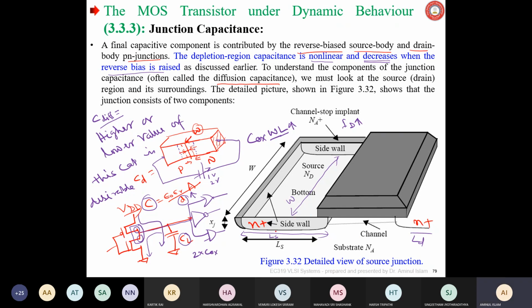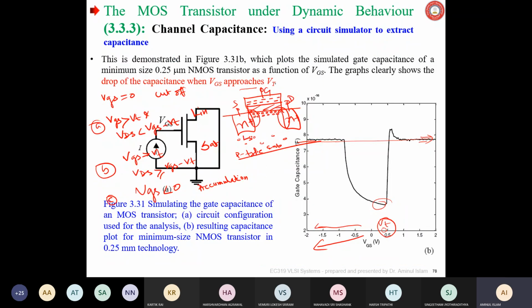So in this N plus region, we have seen that there will be a depletion layer around it, and that gives capacitance, which is called drain diffusion capacitance or source diffusion capacitance, right? For the source side, this is LS, the length of the diffusion, from here to here. On this side it is LD. Since it is symmetrical, we'll discuss only one.